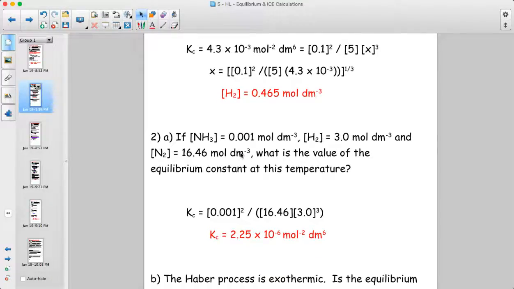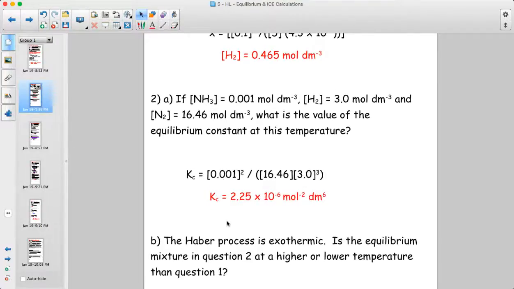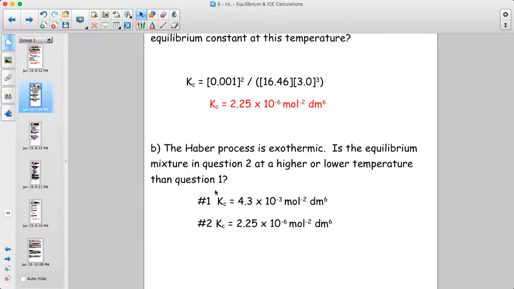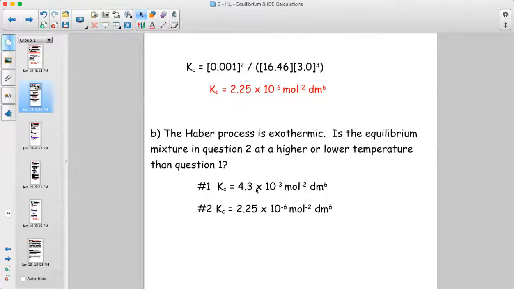Here's another example. Now they've given you, or this is like the first type of calculation, some new concentrations, you plug them into the expression, and you get Kc. And so a follow-up question would say, the Haber process is exothermic. Based on the two Kc values, can you figure out whether or not this second Kc was at a higher or lower temperature than question 1? So the key there is comparing the two Kc values. When you compare them, the most important thing to compare is their exponent, because they will try to trick you sometimes, by giving you a larger number here, but then the exponent's actually smaller. So in this case, we'd be comparing -3 to -6.